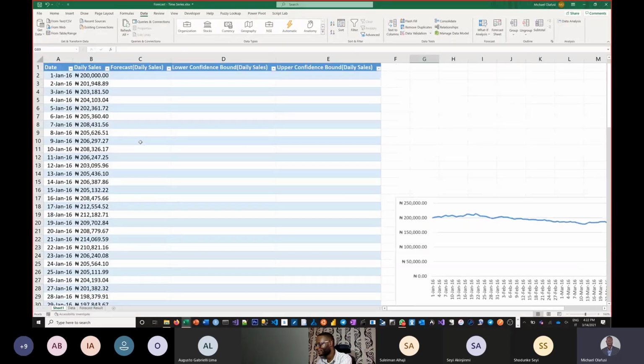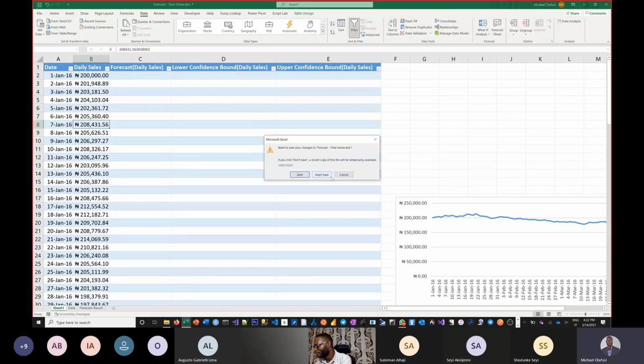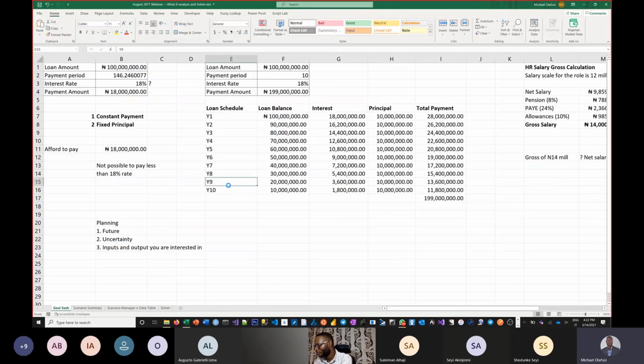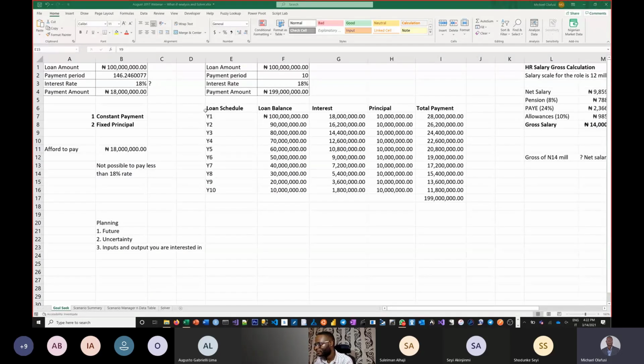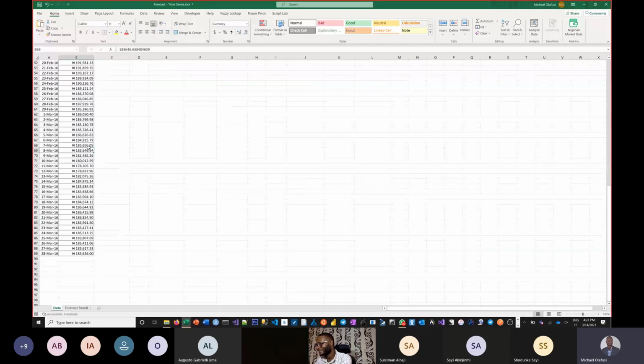So what I did was, in fact, I'm going to close this file. I'm going to close it without saving. I'm going to open it again. Remember I said I'm going to share the file. So where did I click?